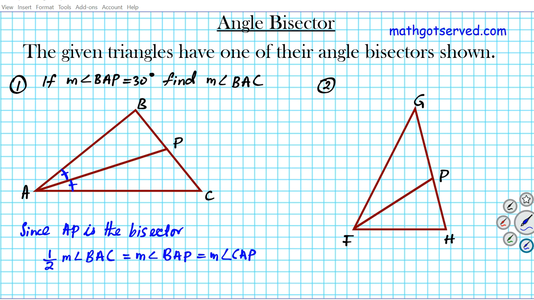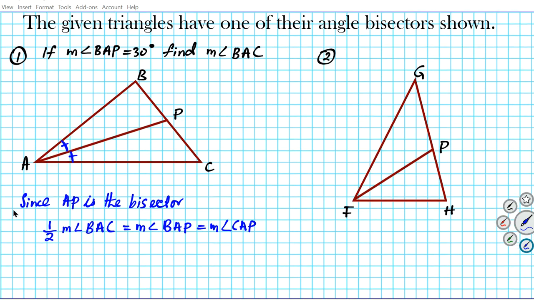In order for us to find the measure of angle BAC, all we simply do is substitute and solve. So let's go ahead and substitute. We're going to be using this one, BAC and BAP. What we're looking for is the measure of angle BAC. So 1/2 the measure of angle BAC is equal to the measure of angle BAP, which is 30 degrees. This is an algebraic equation where we're solving for the measure of angle BAC. How do we solve for it? We need to get rid of this 1/2 right here.